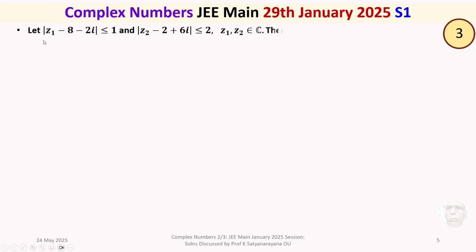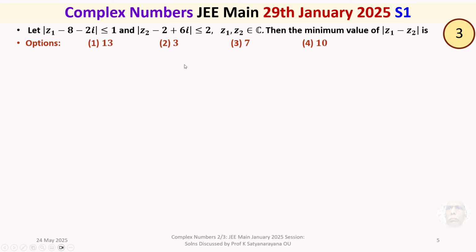Let modulus of Z1 minus 8 minus 2i be less than or equal to 1 and modulus of Z2 minus 2 plus 6i be less than or equal to 2, where Z1, Z2 belong to the set of complex numbers. Then the minimum value of modulus of Z1 minus Z2 is. We are given 4 options. Let's now discuss the solution of the problem in detail.